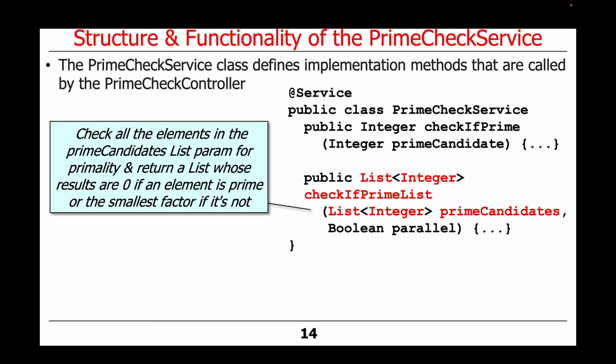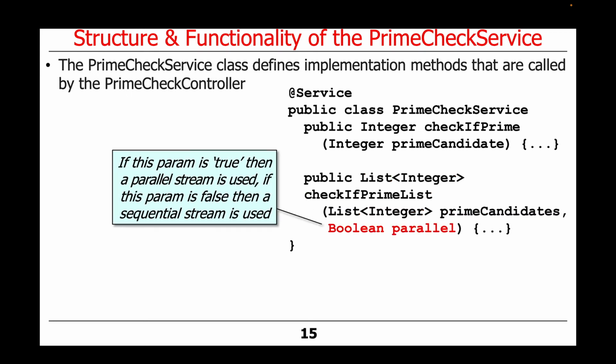There's also checkIfPrimeList, which, as the name implies, takes a list of integers, and it will then have an algorithm that checks each of those integers to see whether they are prime or not, once again returning a corresponding return list that will have either 0 if it's a prime number or the smallest factor if it's not a prime number. There's also a second parameter that's passed to checkIfPrimeList, and this is a Boolean. And if the parameter is true, then the implementation of checkIfPrimeList will use a parallel stream. Otherwise, if it's false, then a sequential stream will be used.